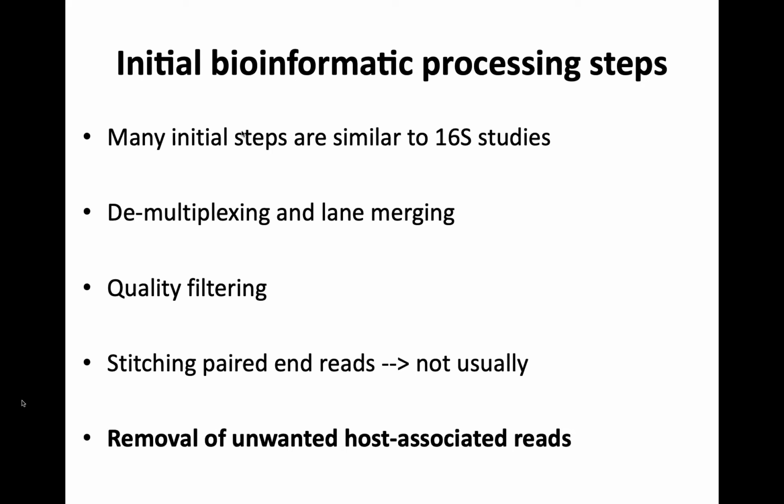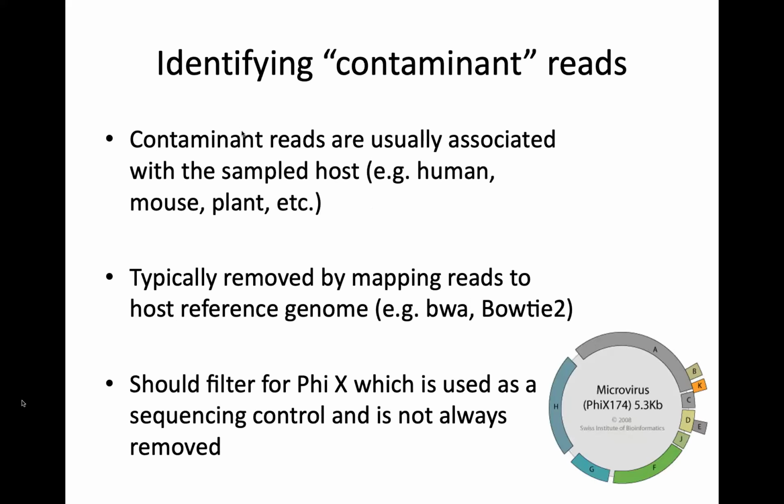Then removal of unwanted host associated reads is probably the first major step that's unique to metagenomics, right? So this is where we're trying to get rid of host contamination. Everything to that point is really similar to what you'd see in 16S studies. So with this, contaminant reads is obviously what we just talked about before. For a lot of these experiments, host would be the contaminant reads. You would typically run something like Bowtie or BWA, which are mappers, and you would try to map all of your reads against the human genome.